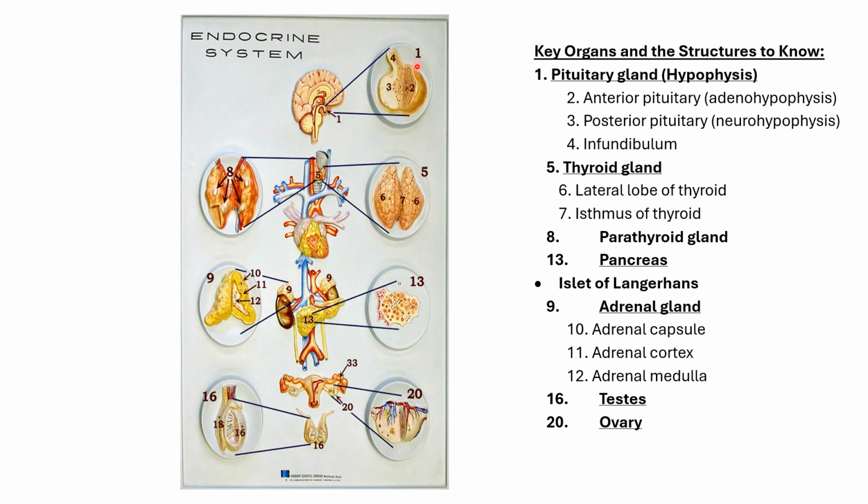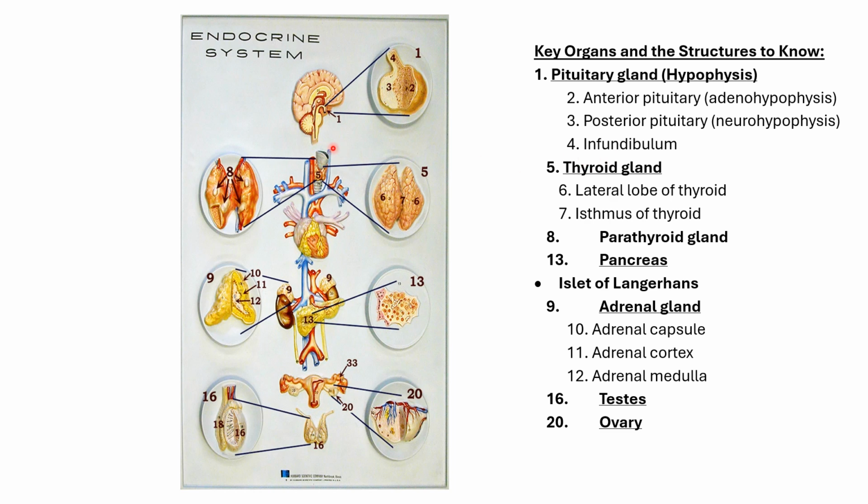So this is important that you know. The pituitary gland has 2 lobes. Anterior pituitary is the adenohypophysis and posterior pituitary is the neurohypophysis. And then this pituitary stalk is known as the infundibulum.